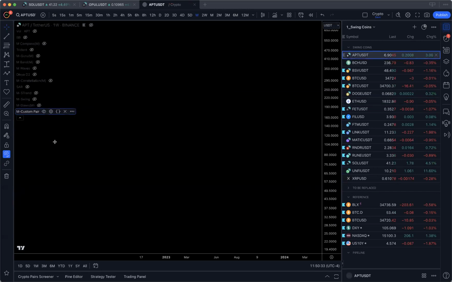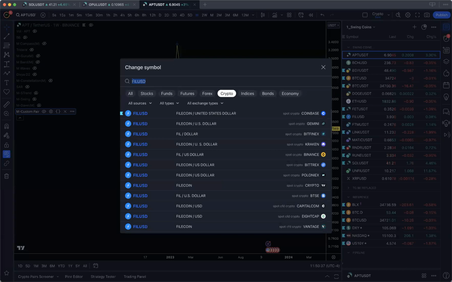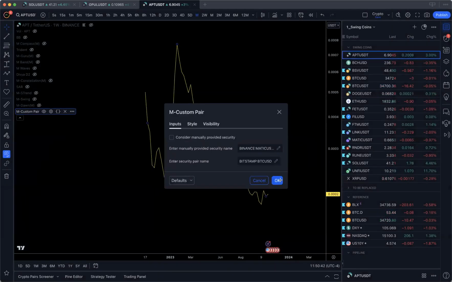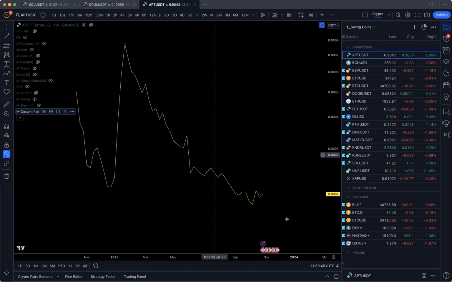Okay, let's go back, and I just want to make sure that we have BTC selected, because we're comparing with BTC. So we compare APT with BTC. What we are seeing is it's still the weekly downtrend. I'm not going to draw anything, but I just want to check. So it's down, but you see that it has stopped here. So it's consolidating, and that's a good sign. So we are comparing the swing coins with respect to BTC.